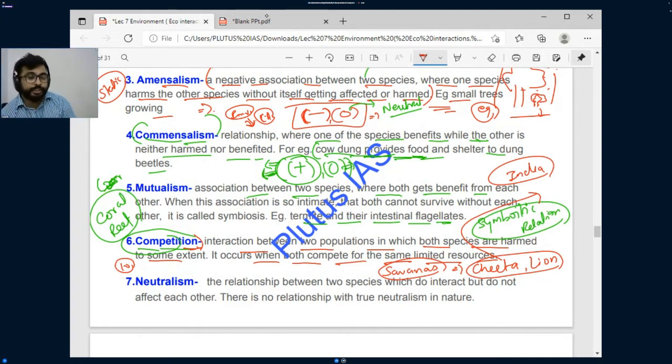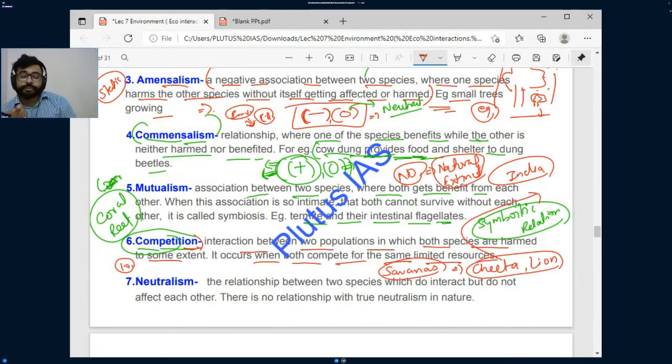The answer to this question is, guys, no. In natural habitat, the cheetah has been declared extinct from India. We have declared the cheetah extinct in India.